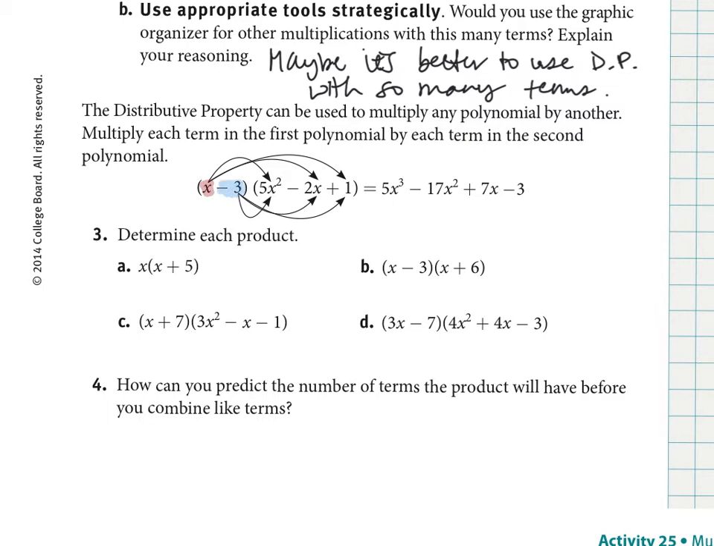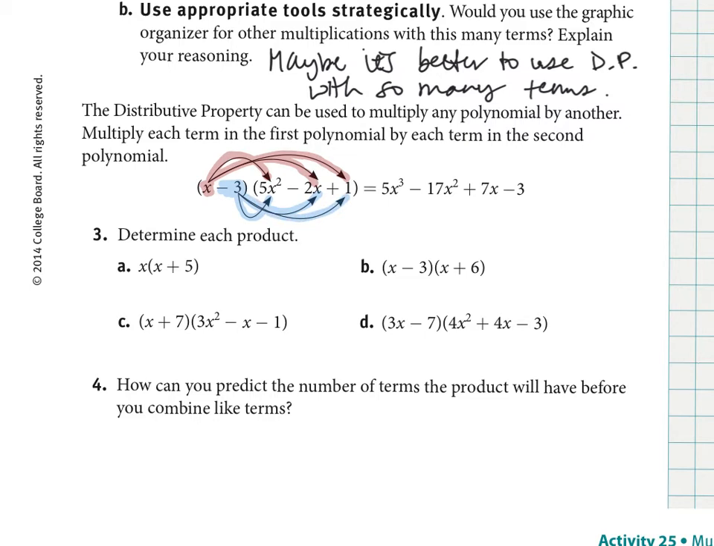And I'm really showing you how we're going to make sure the x is multiplied times the 5x squared. And we're also going to make sure it's multiplied times the -2x as well as the 1. Then we're going to make sure our -3 is multiplied times 5x squared, then multiplied times -2x, then multiplied times the 1.